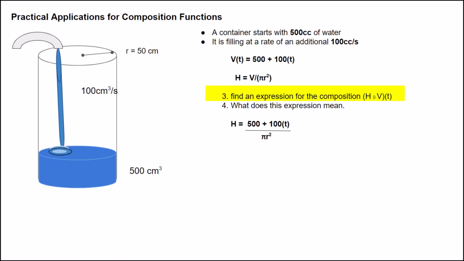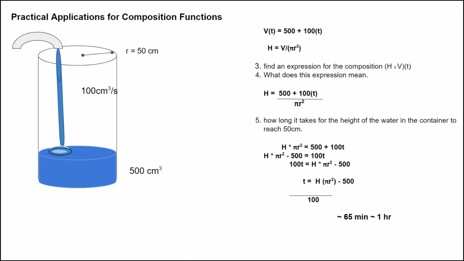We're asked to find an expression for the composition h of v of t. Since we're trying to find something we don't know, which is the height, based on something that we do know or can calculate, which is the volume, finding h of v of t will give us the height after a certain amount of time. So if we take the formula for height and we say h of v of t, then for the height formula, wherever we have a v, we fill in v of t. And that gives us 500 plus 100t all over pi r squared. So we've just figured out a way to determine the height in the cylinder after a certain amount of time without actually having to measure it.